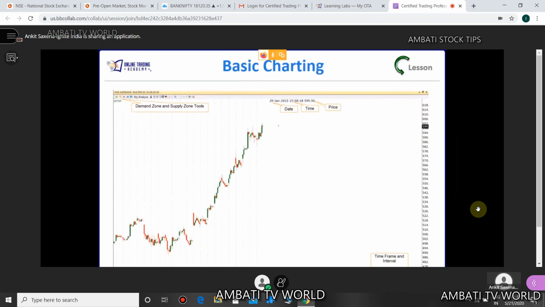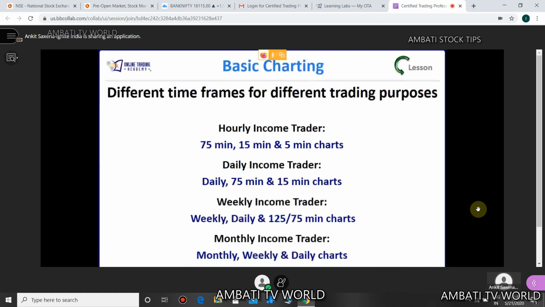These are some of the tools that you see on the Trade Tiger platform: the demand and supply tool I've shown you, date, price chart, time interval. We have seen all this. Now, these are the different time frames. I've told you to take a screenshot of this. If you have not already, then please take a screenshot of this.